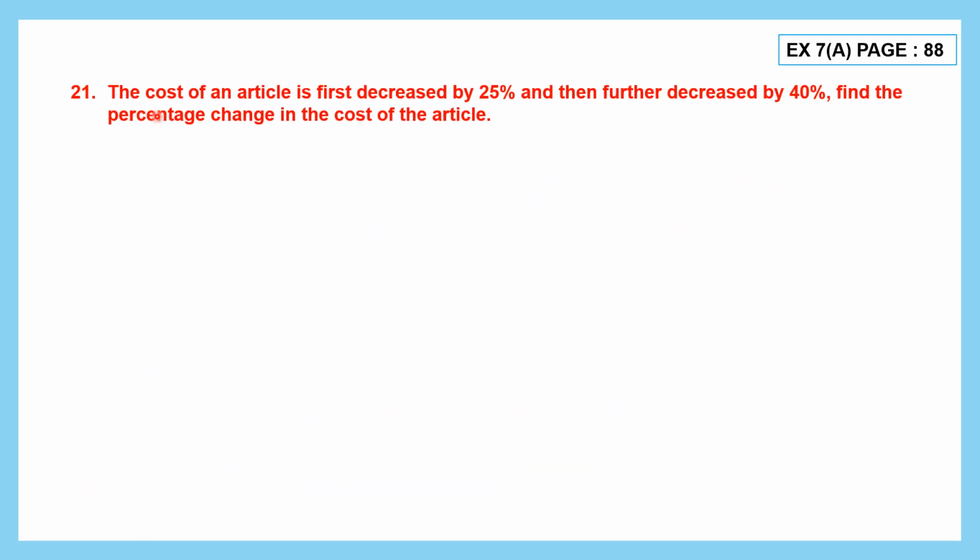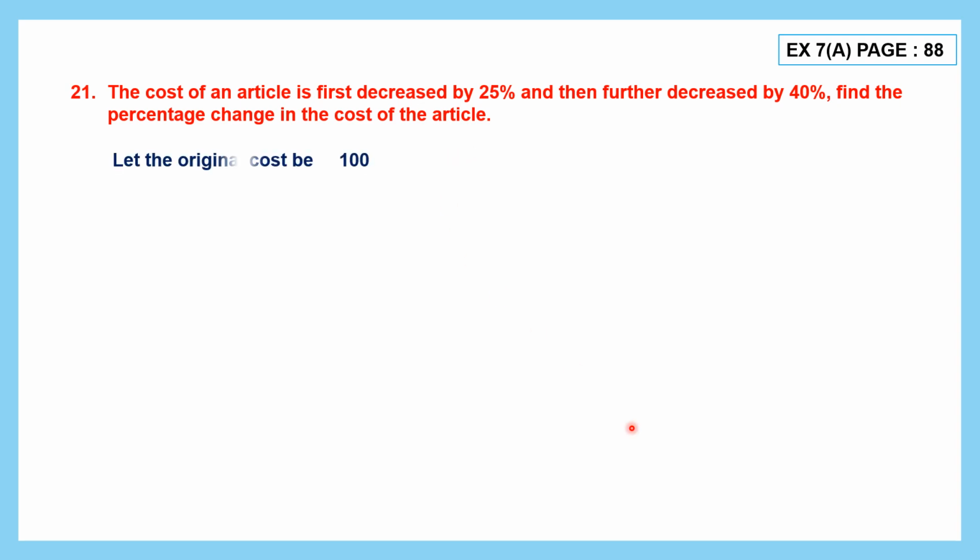Question 21. The cost of an article is first decreased by 25% and then further decreased by 40%. Find the percentage change in the cost of the article. So here again, the cost of the article is not given. And here it says first it is decreased and again it is decreased. Now we have to find the final percentage change in the cost of the article.